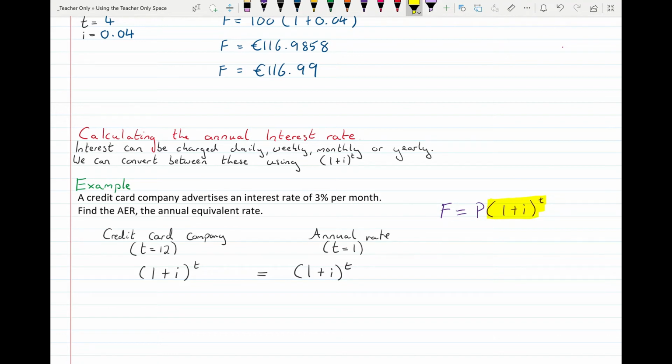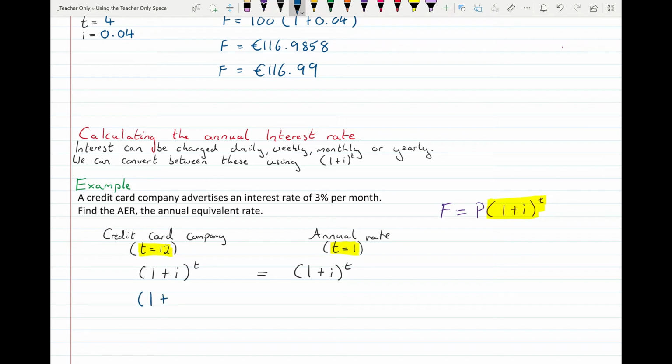So the credit card company charges you every month, and there's 12 months in the year. So if we want to convert that interest rate to a yearly rate, we're going to say that the time for the credit card company is 12 months in the year, and the annual rate, the time, is going to be 1. And we're going to set these two things equal to each other. So 1 plus the interest times the time is going to equal 1 plus the interest times the time. And we're going to go from 12 months into a year.